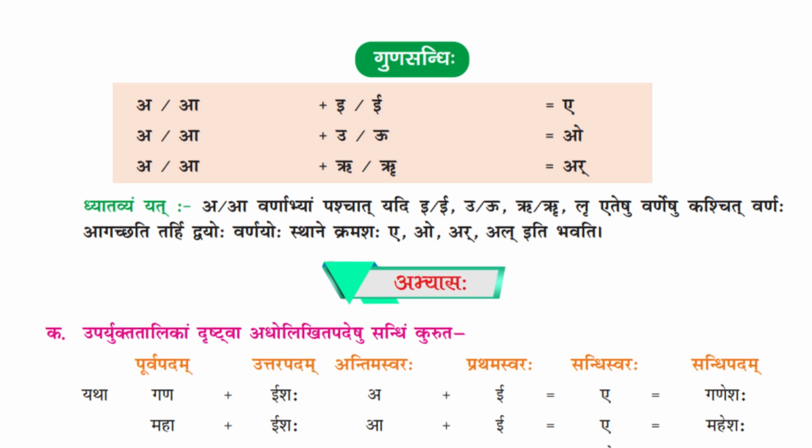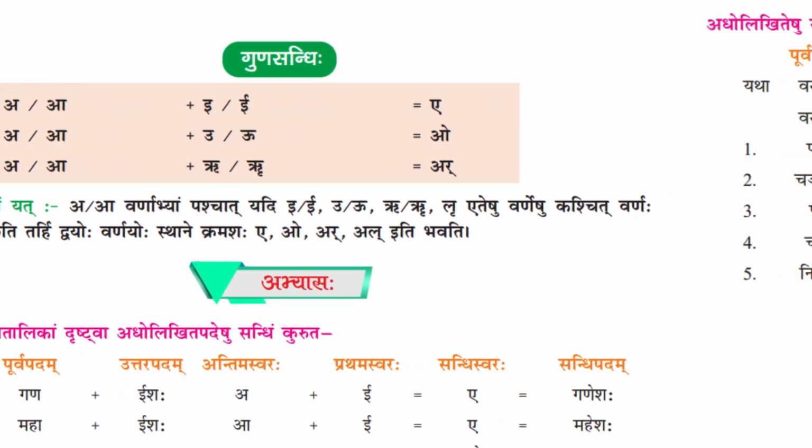Dhyatavyam yat. Here what you should memorize is: a or a varnabhyam paschad yadi e, u, r, lr edeshu varneshu kaschid varnaha agachati tarhi dvayoho varnayoho sthane kramashah e, o, ar, al iti bhavati. So we will be removing a and e, or a and u, a and r also, and we will be writing the answers. Both the swaras will be taken out to write these swaras or ar, and when it is added with r, al also as the answer.